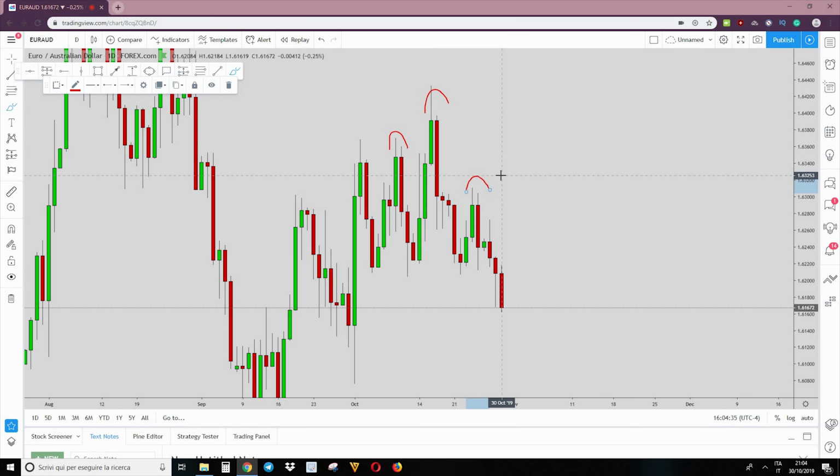Now please keep in mind that most of the times the right shoulder will be lower than the left shoulder. The right shoulder, in 90% of the cases, will be lower than the left shoulder.